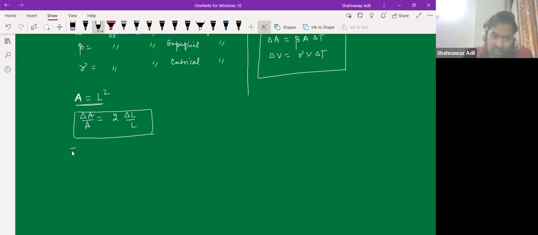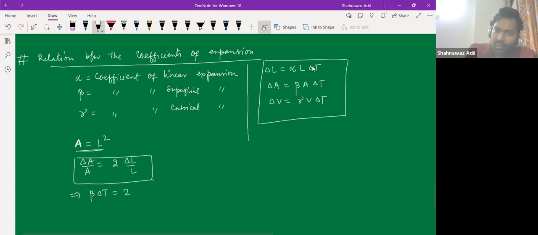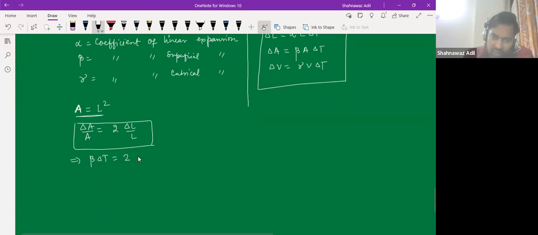So then we know that delta A by A. From here we can see that delta A by A is beta delta T, and delta L by L is alpha delta T, right? So delta T cancel, and we will get beta equals 2 alpha, or we can write alpha is beta by 2. So this is the relation between the coefficient of superficial expansion and linear expansion.